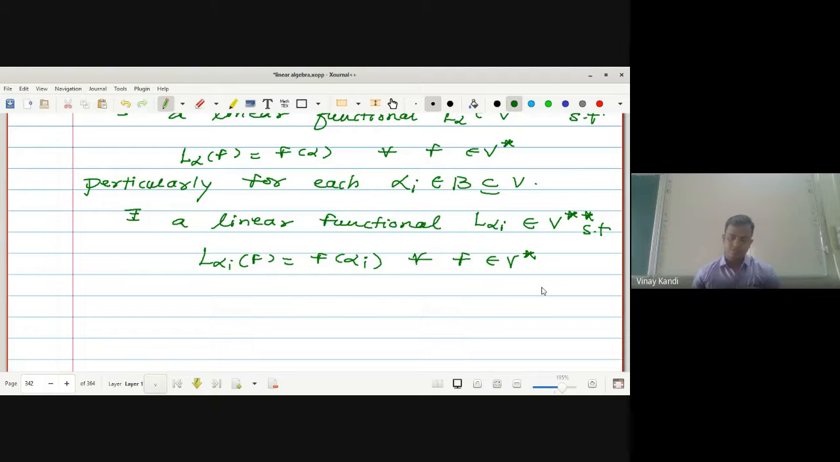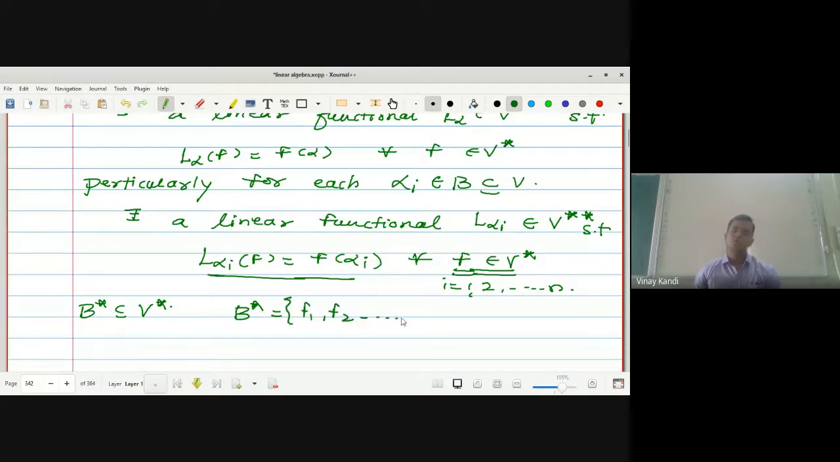I'm running from 1 up to n. Any doubt? Now this statement is true for all f belongs to V star, but we know that V star is contained in V star. What is V star? V star is equal to {f1, f2, up to fn}. If this statement is true for all f belongs to V star, then this statement is also true for f1, f2, up to fn.